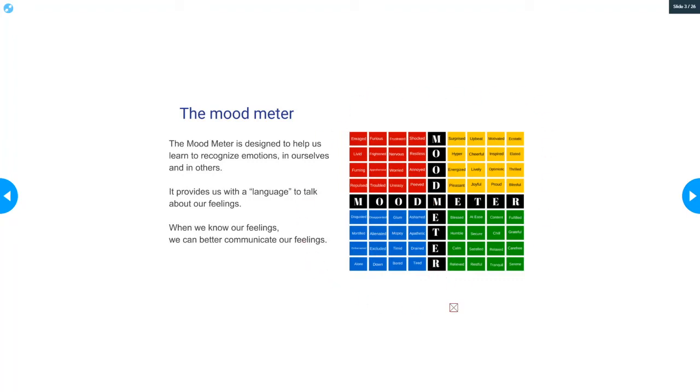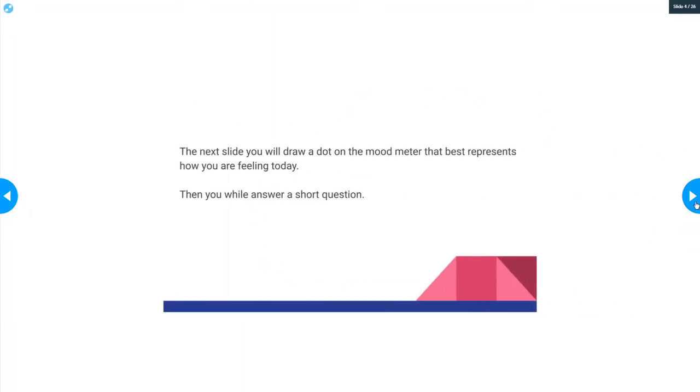All right? So let's go ahead and now what I would want you to do on the next slide, you're going to draw a dot on the mood meter that best represents your feeling. So just circle one answer or one word that defines how you're feeling today. And then after that, we'll go ahead and write a short answer on why you feel that way.